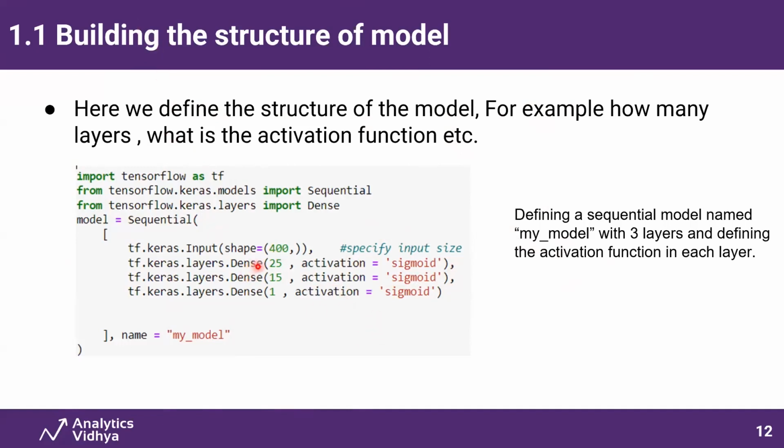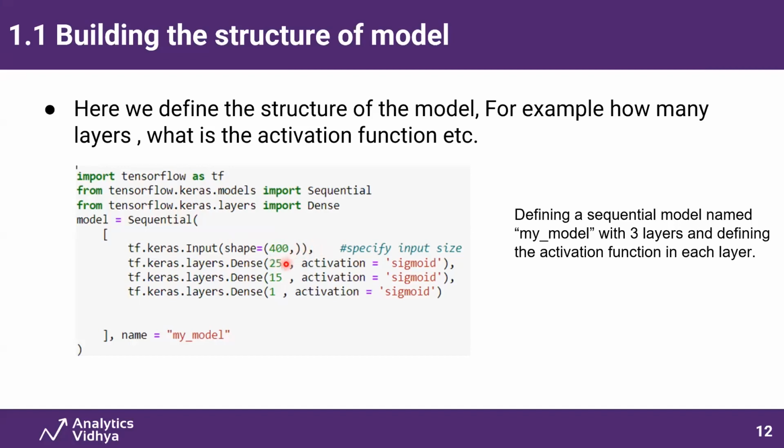The first layer should have 25 neurons, the second layer should have 15 neurons, and the last layer should have 1 neuron. That is what we do. We defined the structure of our model, so the first step of building your model is now clear. Once the structure is ready, we know that we will get an input of shape 400.